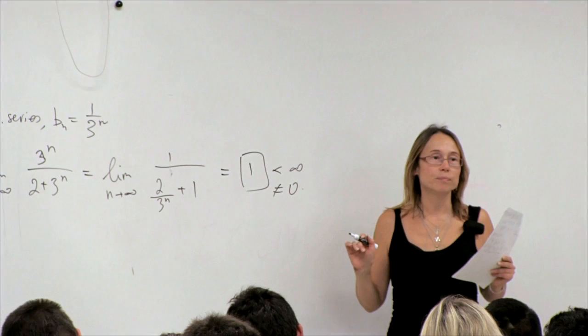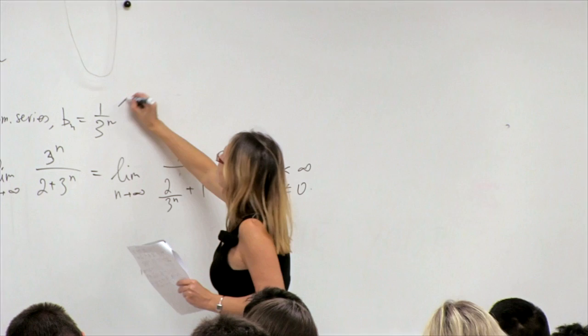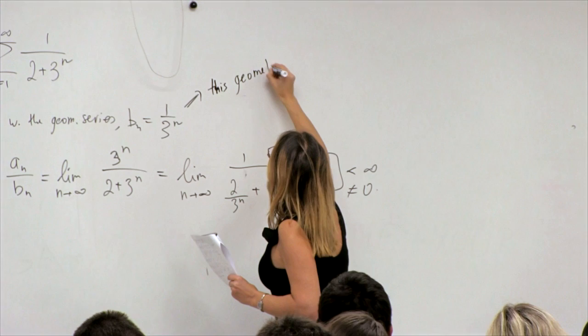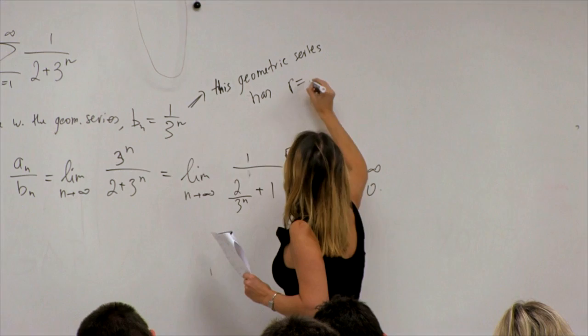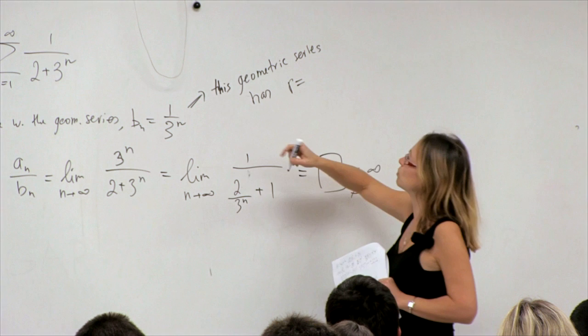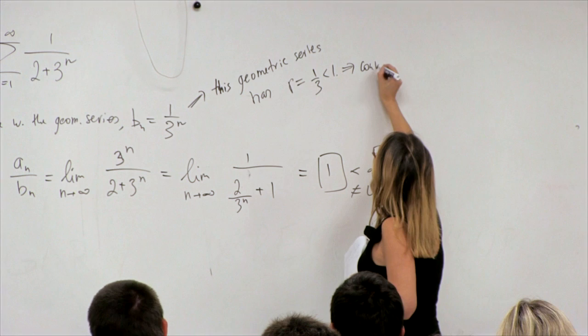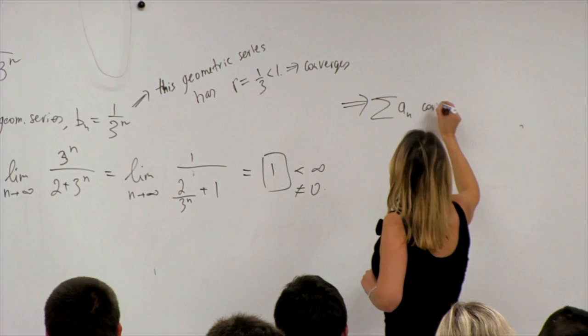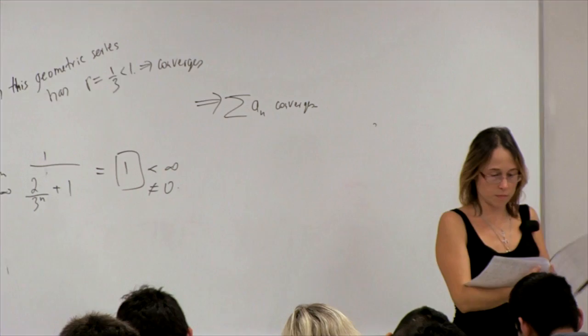So how about this geometric series? It has r equals what? What's the value of r here? By how much do terms differ from each other? 1/3, less than 1, right? So it converges. So the whole thing, a n, converges. Questions? Fine.